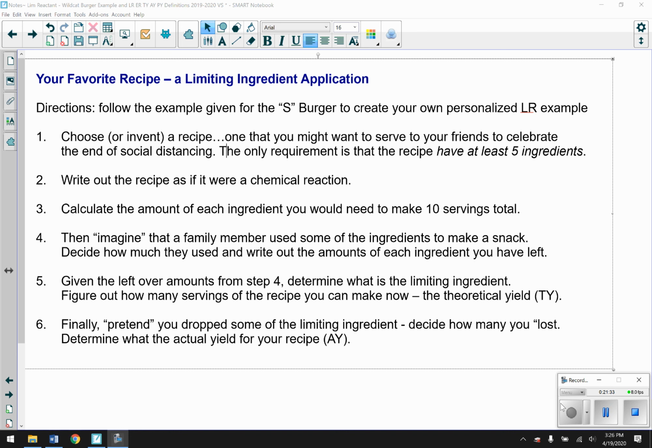And then finally, just as I did in the S-burger example, I want you to pretend that when you were making the number of servings from step 5, you dropped some of that limiting ingredient on the floor. So decide how many you lost or dropped, and then determine what the actual yield for your recipe is. So go ahead and call up the worksheet that goes along with this. The worksheet has these directions on it, so you don't have to worry about writing them down. I just wanted to go through what I'm going to ask you to do at the end of this lecture.